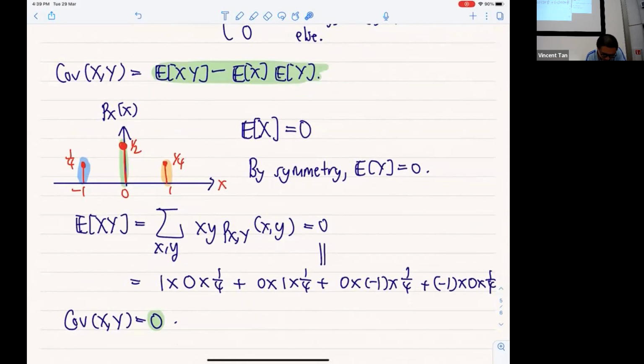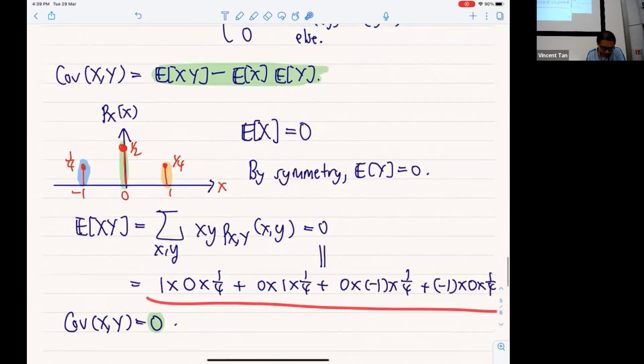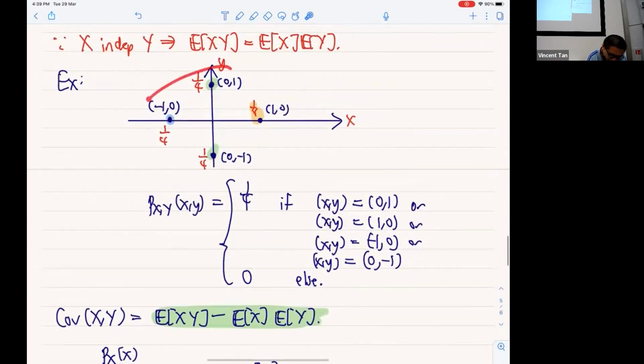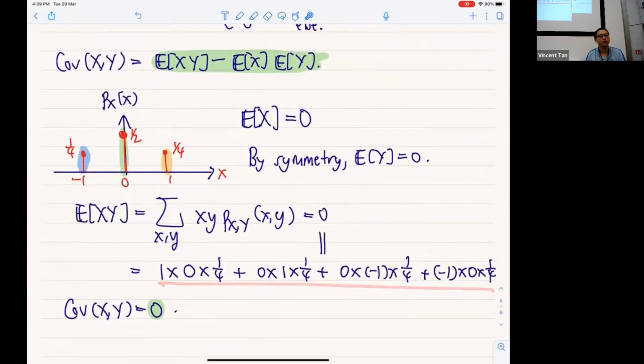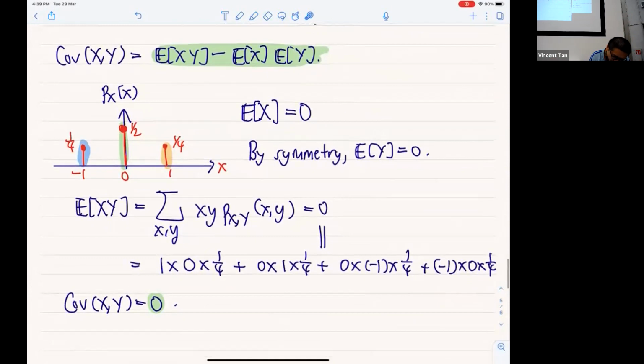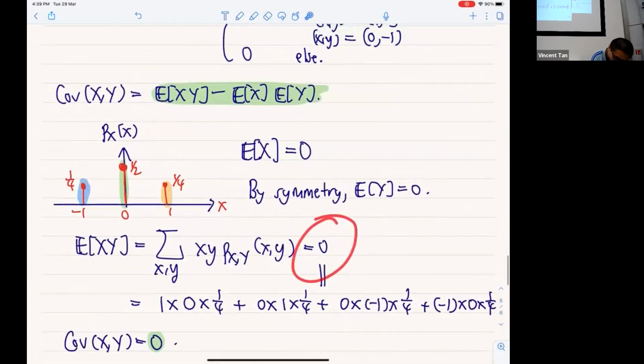Why is it 0? It's because of this calculation here, and this is because there's a product of x and y. Every point here, the product of x and y is 0. 0 times 1 is 0. Minus 1 times 0 is still 0. So I wrote out the explicit expression here, and each one of these terms has a 0. So the expectation value of xy is identically equal to 0. We plug this equal to 0 and this equal to 0, and we get 0 here. Understand?